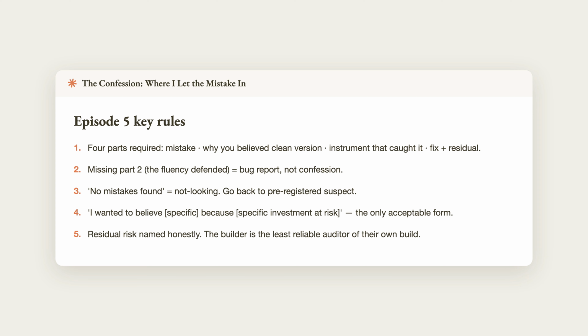The fluency you were defending sentence. The "I wanted to believe" sentence is the irreducibly human part of the assignment. It names the investment at risk, not the bias type. That sentence is the skill the course is training. Residual risk is honest. Name what you could not close.